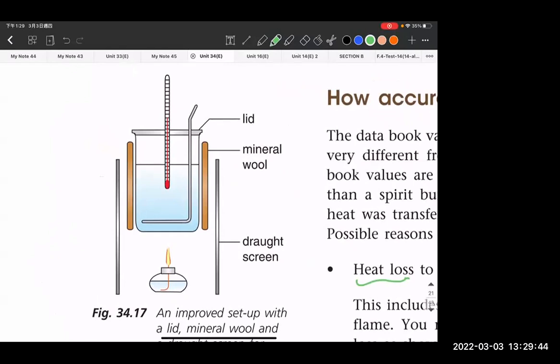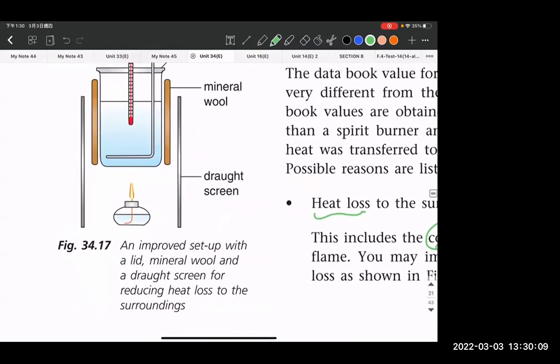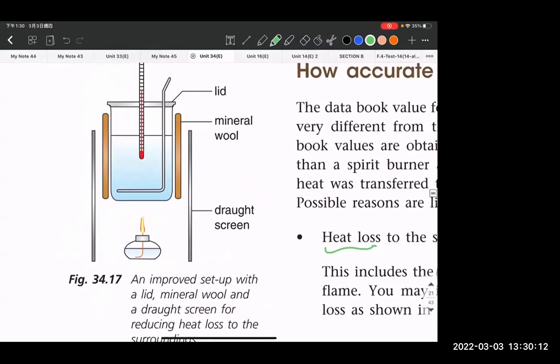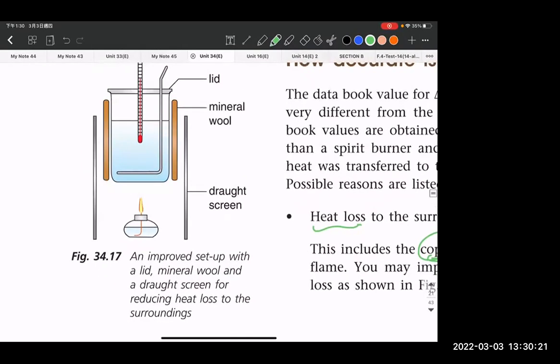The draught screen. Okay, the draught screen. Yes. What else? And the mineral wool. Yeah. So please tell it in detail. What is the function of those two? The draught screen should prevent the loss of heat due to the surroundings. But what is meant by surroundings? Can you be a bit more specific? To prevent the heat loss due to the oxygen surrounding the flame. Oxygen. The air. Air. Okay.